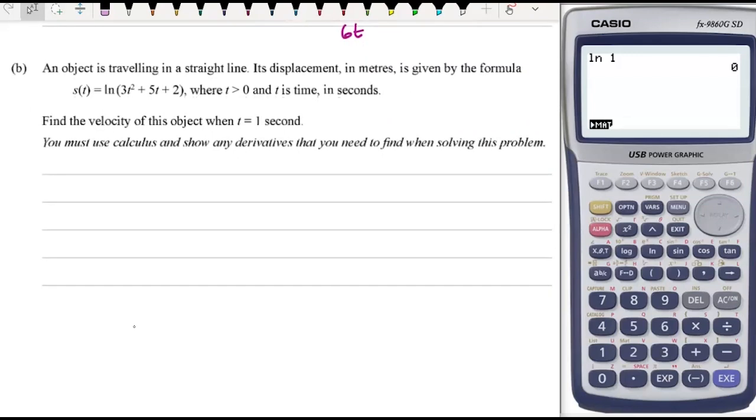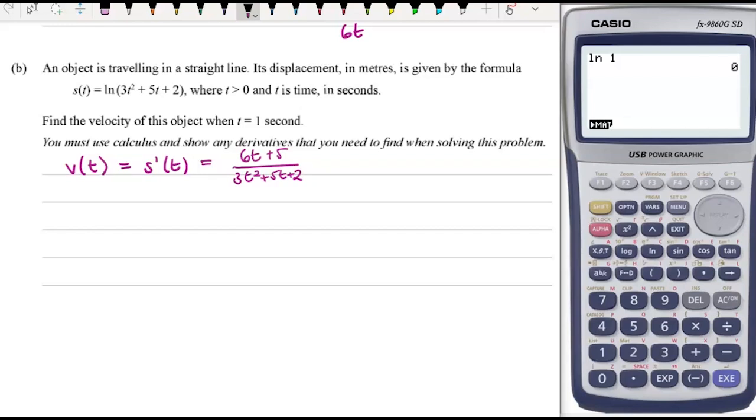We've got a kinematics question for part B. We've got the displacement formula given as s of t. We want to find the velocity. So the velocity is the derivative of the displacement. We're differentiating a log function, which means we differentiate the inside and put it on the top. So that'll be 6t plus 5, and the original of the inside goes on the bottom. That's how we differentiate log functions.